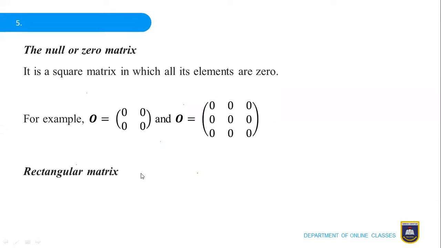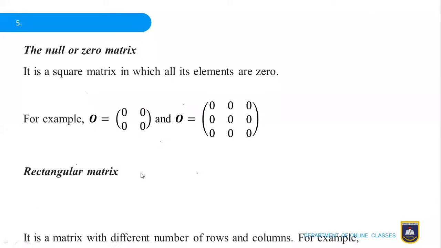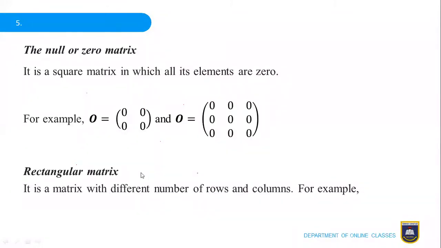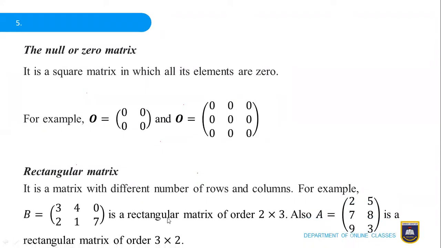Rectangular matrix is another example. And this is a matrix with different number of rows and columns. So, for example, this is a rectangular matrix. The name implies a rectangle.